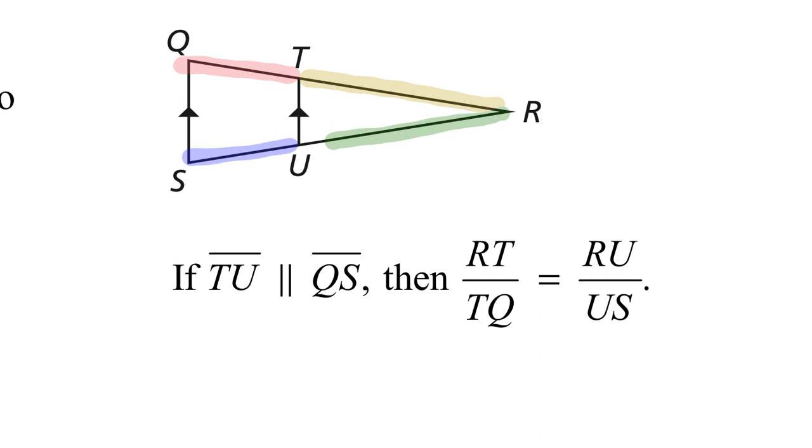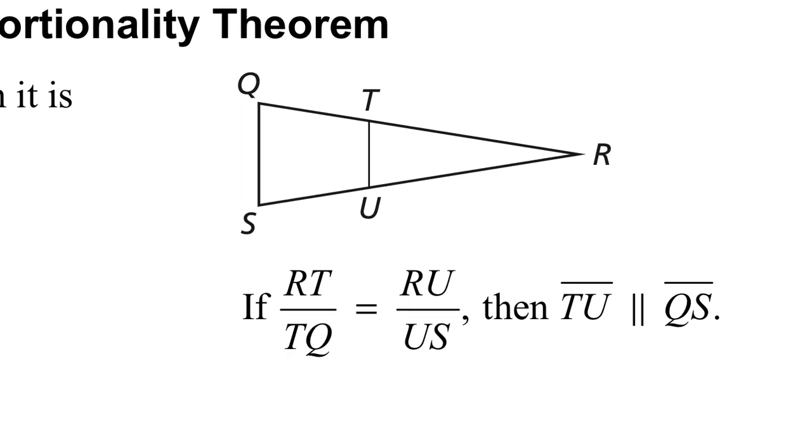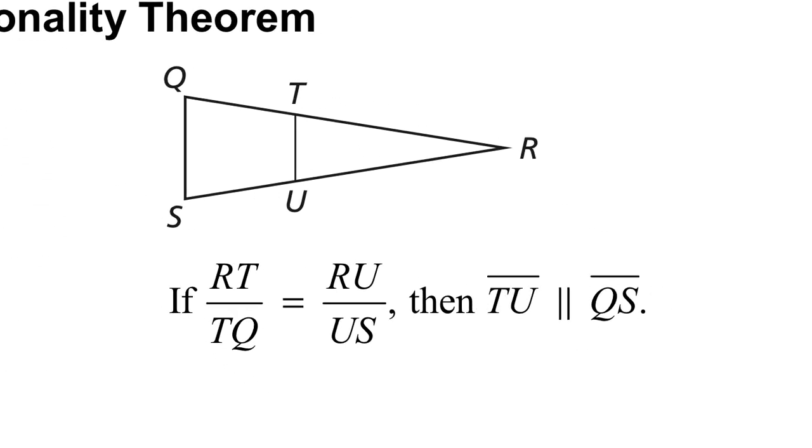Okay. So that is what the theorem says, and I'll read it verbatim here. If a line parallel to one side of a triangle intersects the other two sides, then it divides the two sides proportionally. And then there's the converse. The converse says if a line divides two sides of a triangle proportionally, then it is parallel to the third side.